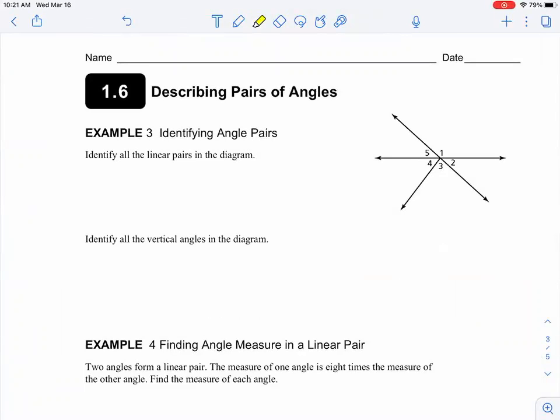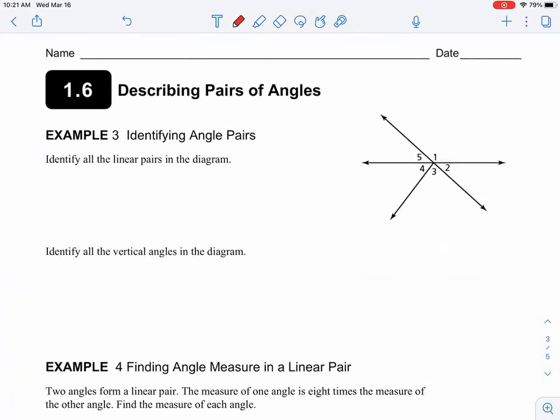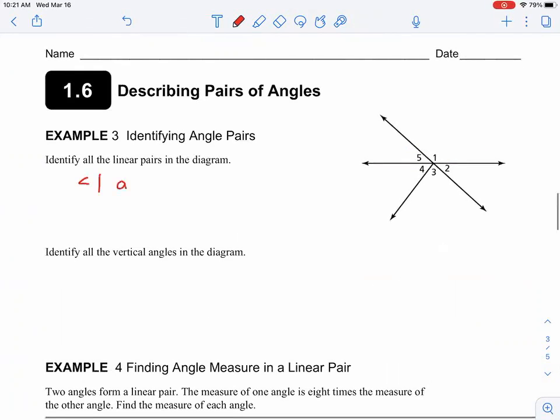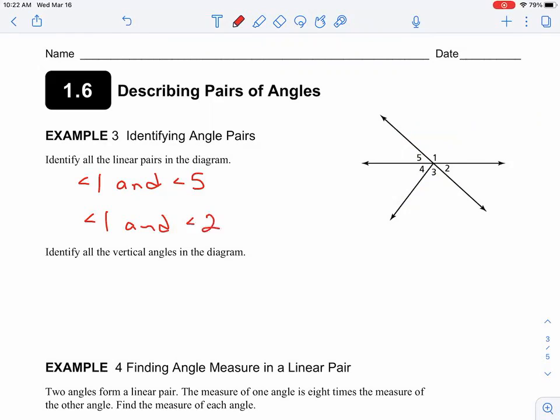So if we want to identify the linear pairs in the diagram, I could say angle 1 and angle 5 make up a straight line, so they are a linear pair. But 5 and 4 are not a linear pair, okay? Because they don't make up a straight line. But we could also say angles 1 and 2 are another linear pair. Angle 1 and angle 2 are a linear pair of angles.